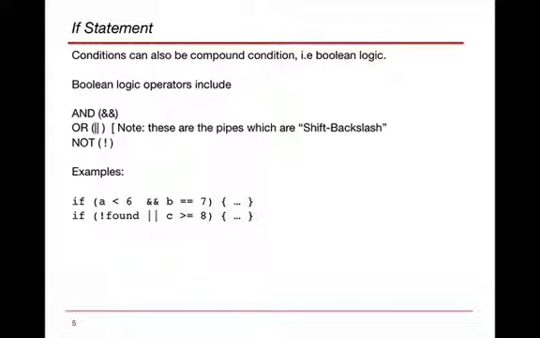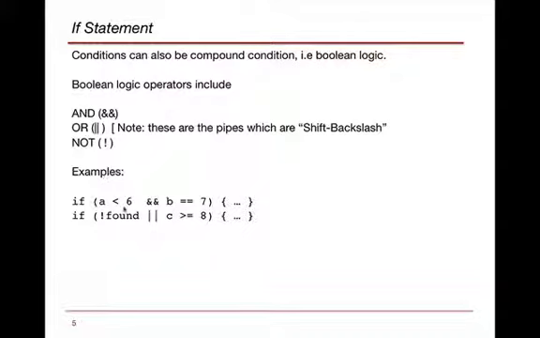These are the two pipes, and the pipes are actually located above the enter key. You'll have the backslash, and if you do the shift, you'll see that that is what constitutes the pipe. Not is also going to negate whatever the Boolean value or the Boolean expression is, and this is just bang.